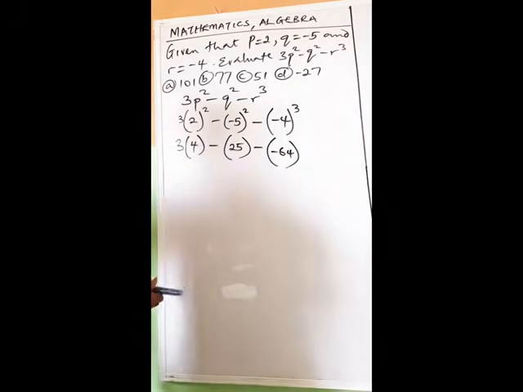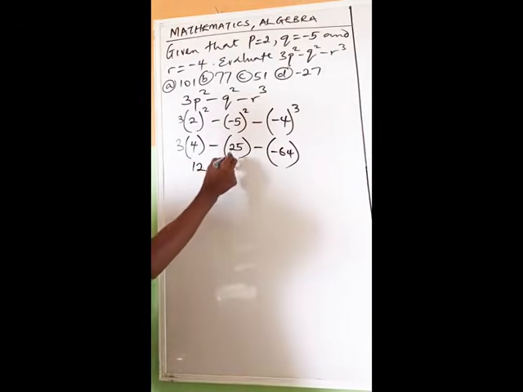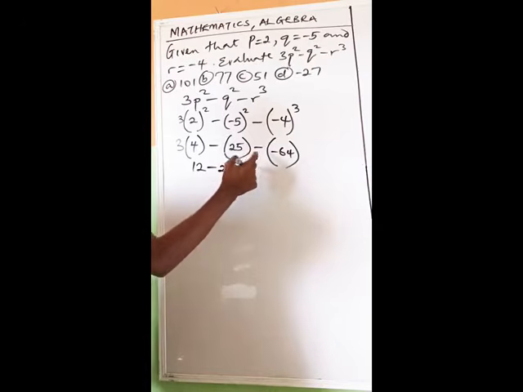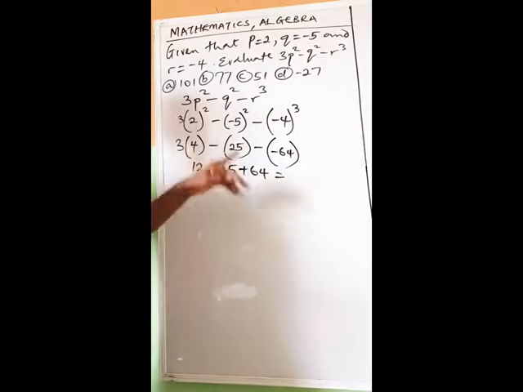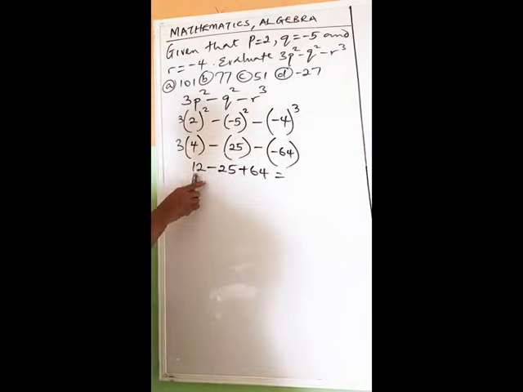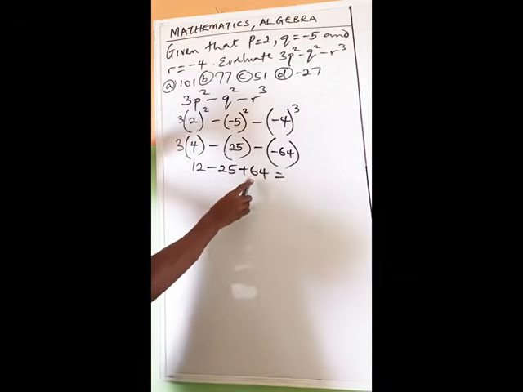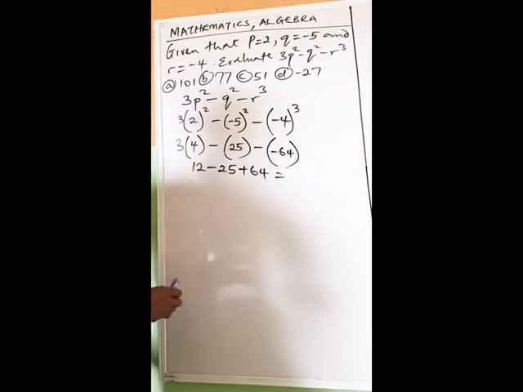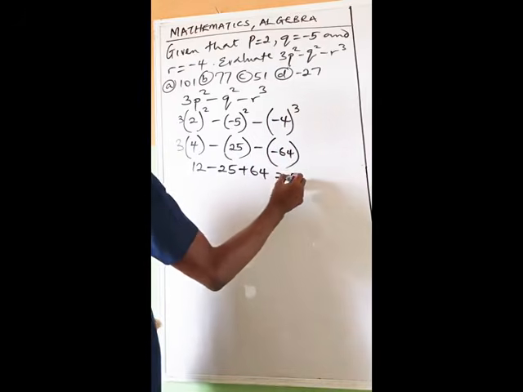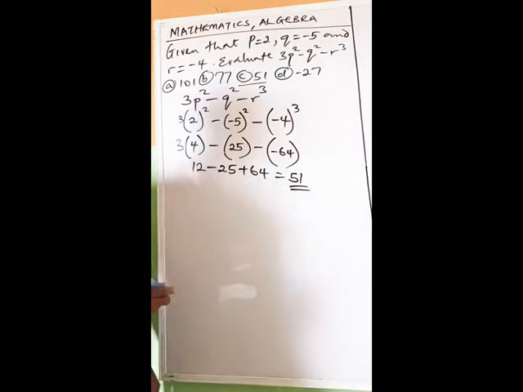Right, so we've been able to sort that. The next thing: 3 times 4 is 12, minus 25, minus times minus is plus 64. If you're going to add that using BODMAS, you add the plus together first. Plus 12 plus 64 gives us 76. 76 minus 25 is going to give us 51. And that is the answer. So we have 51 in the options. I hope that is clear.